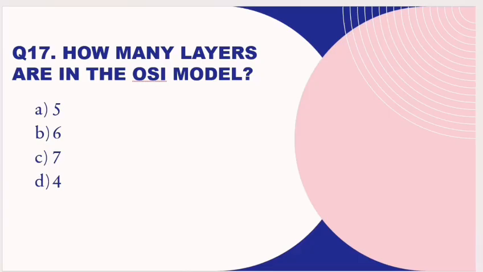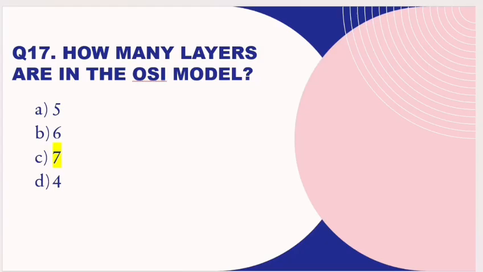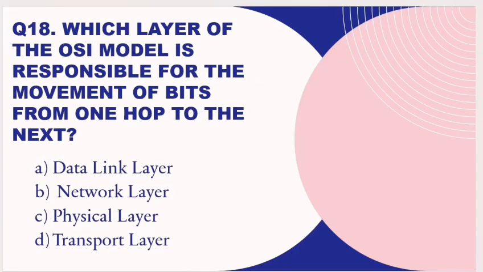I hope you all have guessed the answer. The right answer for this is option C, which is 7 layers. Moving on to the next question. Which layer of OSI model is responsible for the movement of bits from one hop to next hop? Option A, data link layer. Option B, network layer. Option C, physical layer. Option D, transport layer. So the right answer for this question is option C, physical layer.